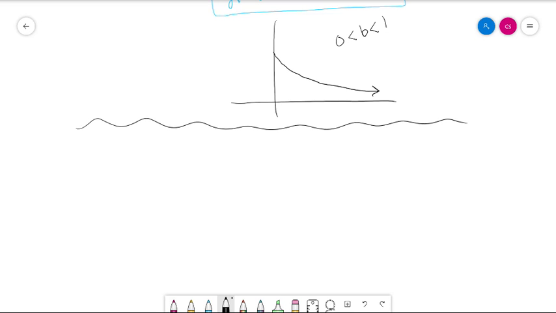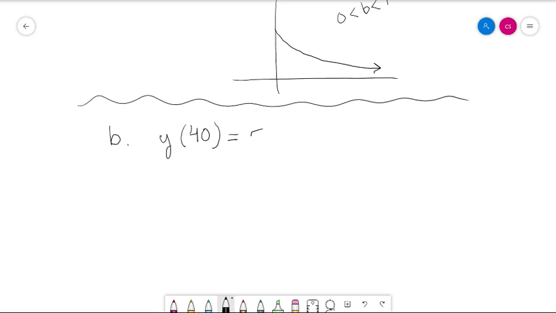So at 40 days, we should have between half and a fourth of the original mass. Okay, part B: what happens after 40 days? Time t equals 40. Well, we just found a formula for y. That was the hardest part, and now we just get to plug in things.